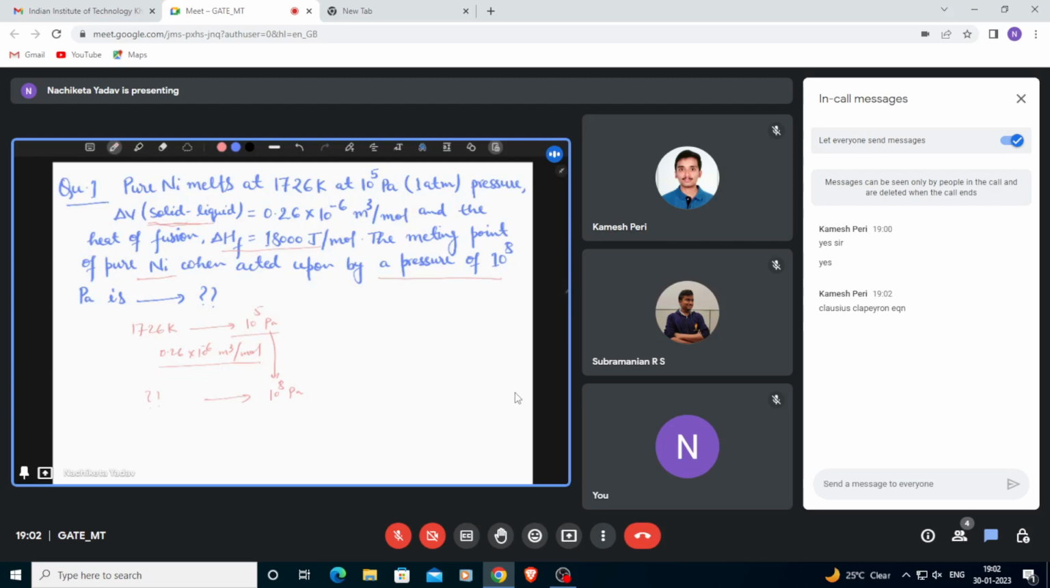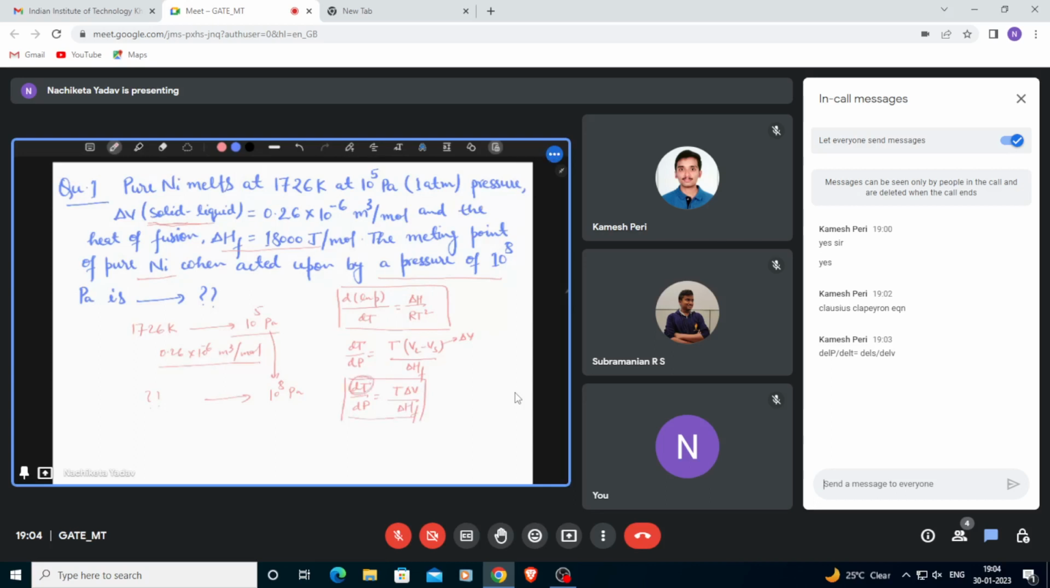So how will we solve? Clausius-Clapeyron equation, yes. So can you try? What is the equation? d ln P by dT equal to delta H by RT square, and if you rearrange it, you will get dT by dP equal to T (VL minus VS) by delta HF. Suppose this is delta V, dT by dP equal to T delta V by delta HF. So if you put here, you will get this temperature value.